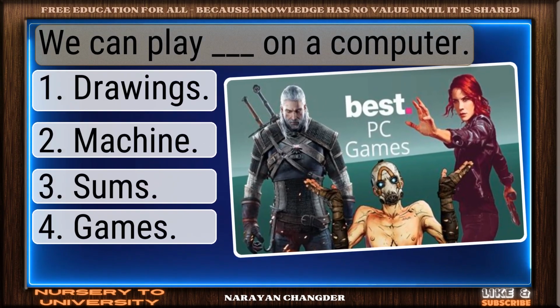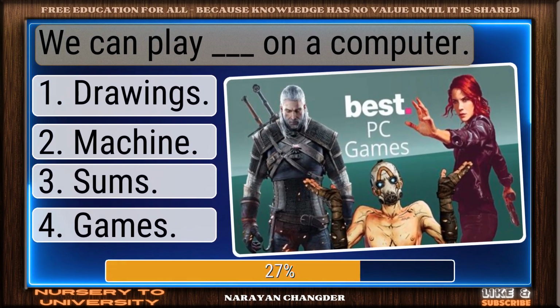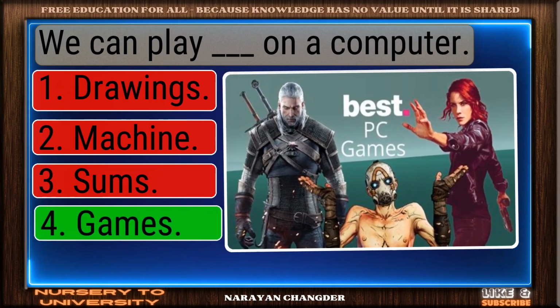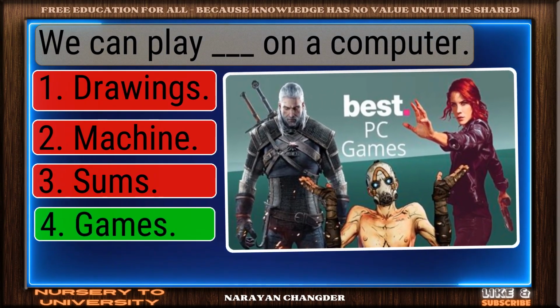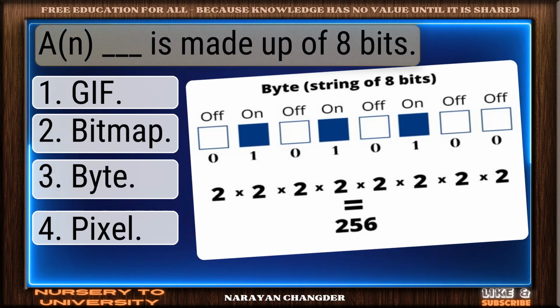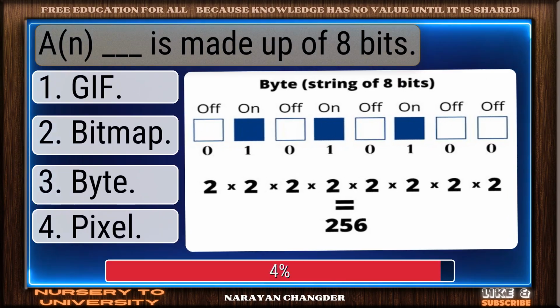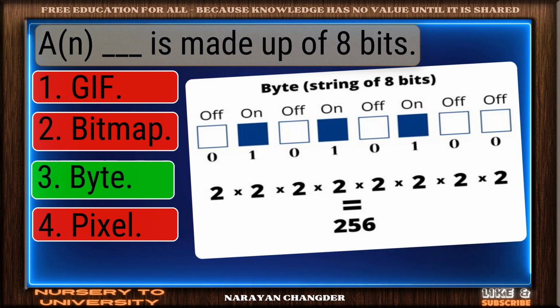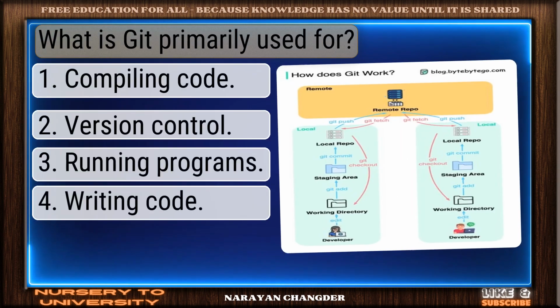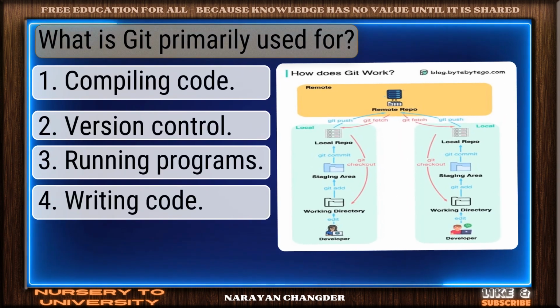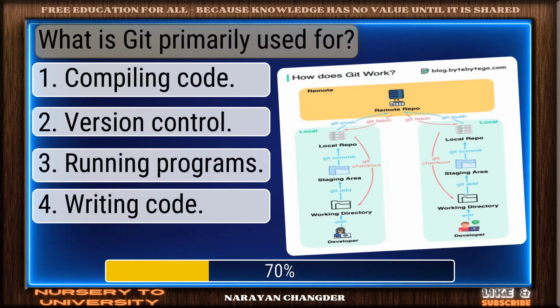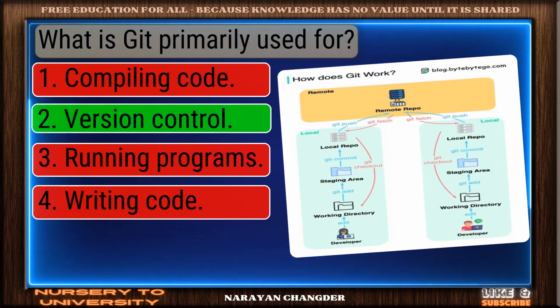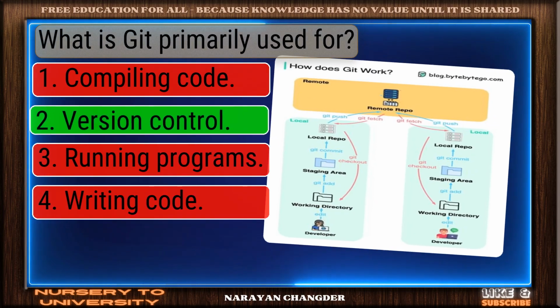We can play dash on a computer. Bravo. Games is the answer. A dash is made up of 8 bits. Excellent choice. Byte is right. What is Git primarily used for? Good job. Version control works well.